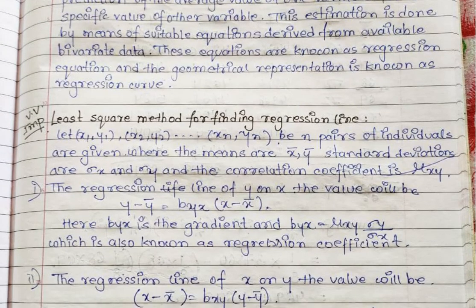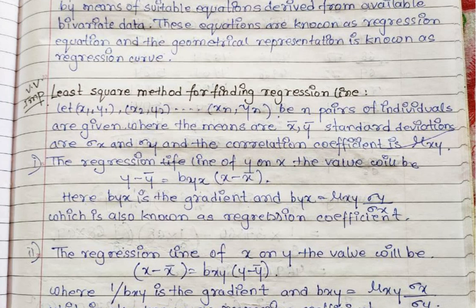The proof of the method is not provided here because it is not in your syllabus, but you have to learn the technique of how to find the regression lines. Say x1, y1, x2, y2, up to xn, yn are n pairs of observations, and the means are x bar and y bar, the standard deviations are sigma x and sigma y, and the correlation coefficient is rho xy or rxy.